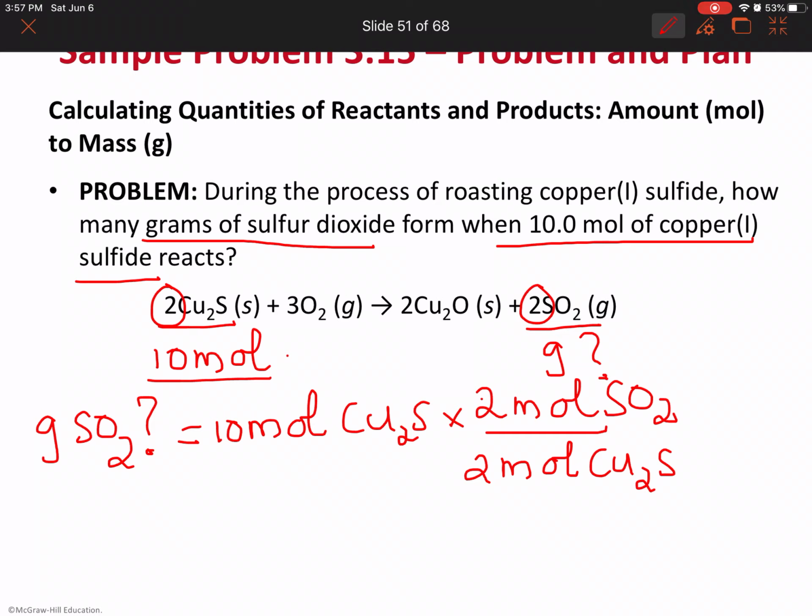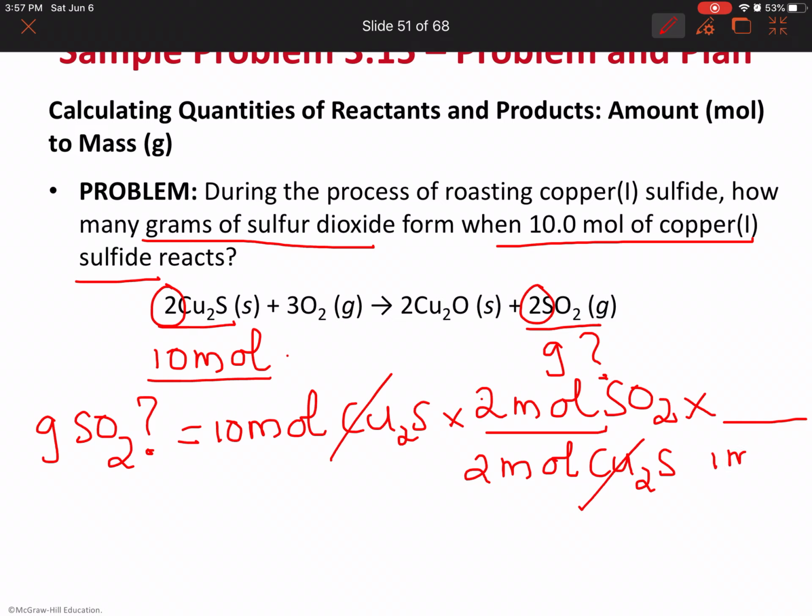Basically 2 and 2 can get cancelled, 10 moles SO2. But we don't want the moles, so that these moles to moles cancel. Right now what we have made is the number of moles of sulfur dioxide, but we want it in grams. So how do you convert moles to grams? We use the molar mass.